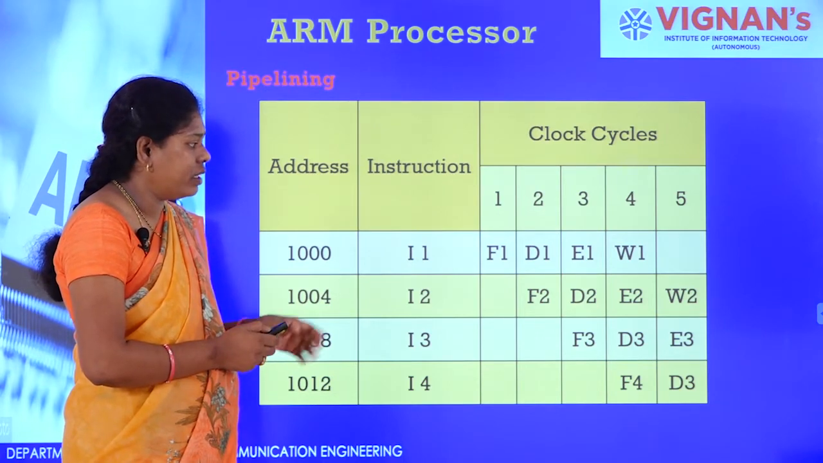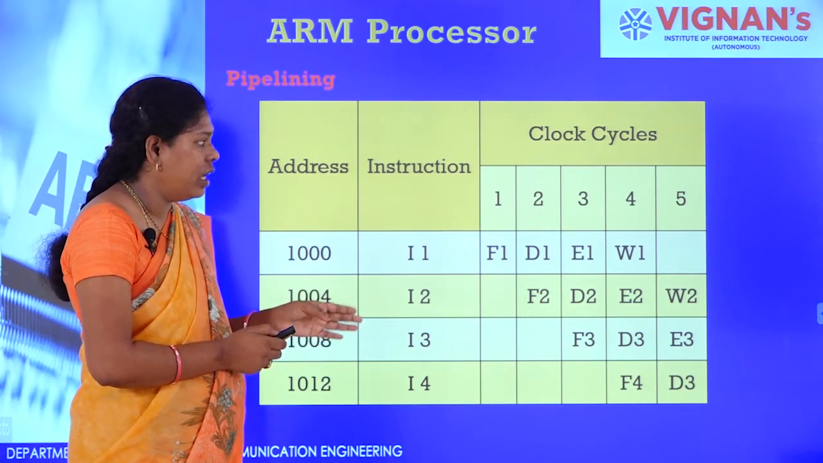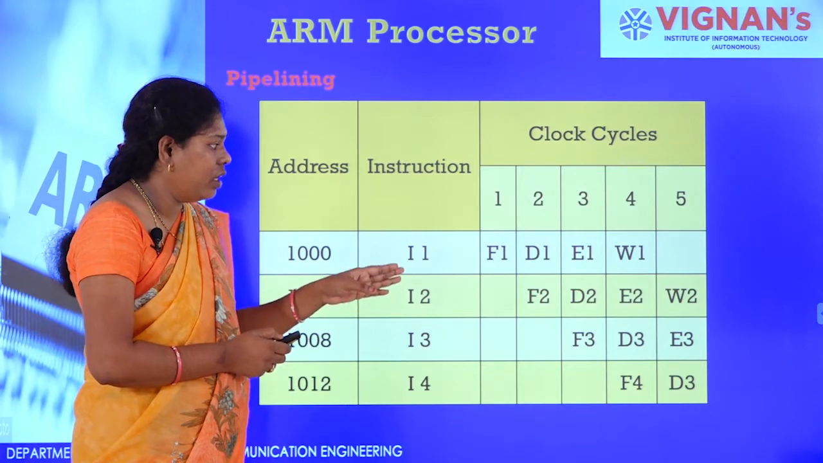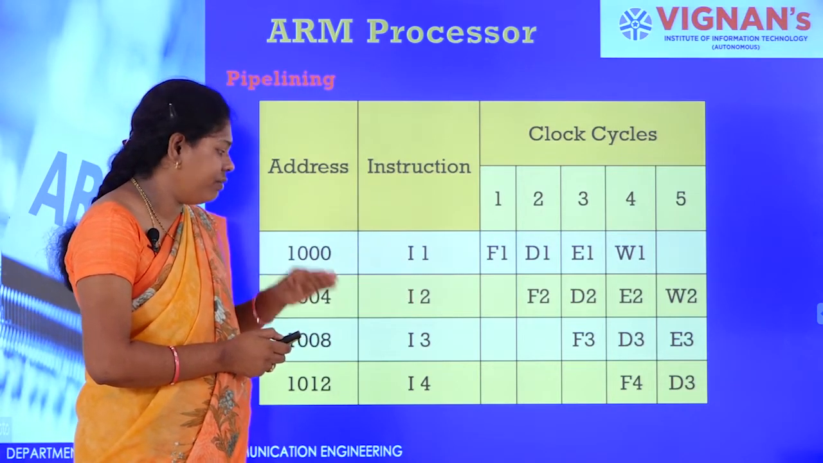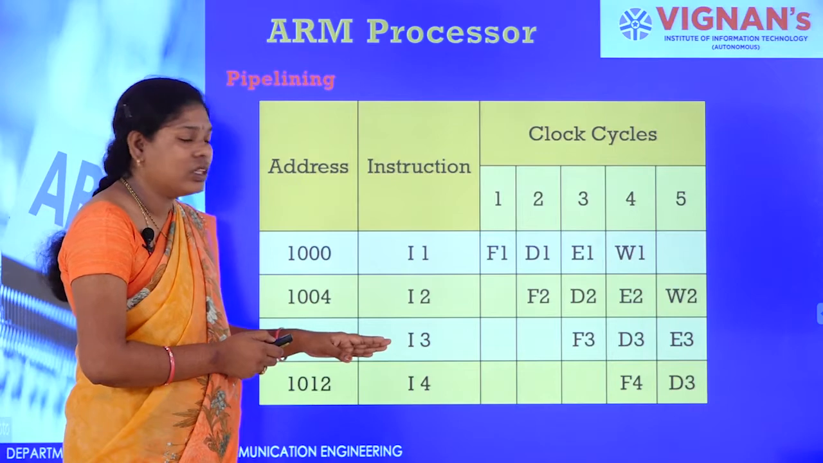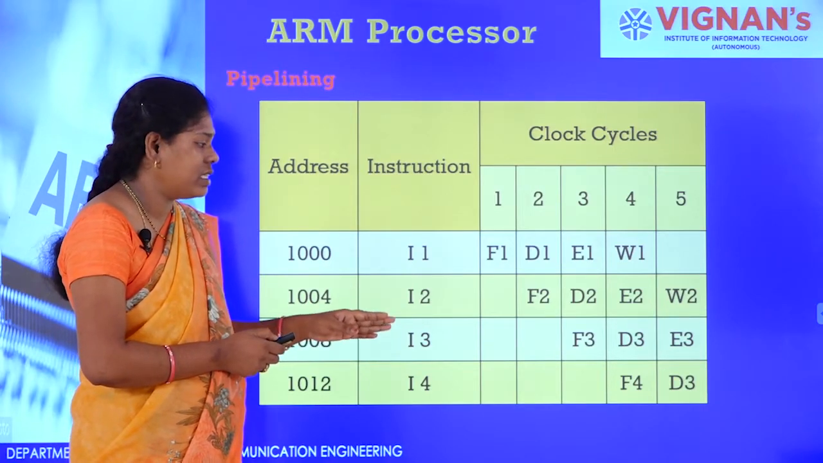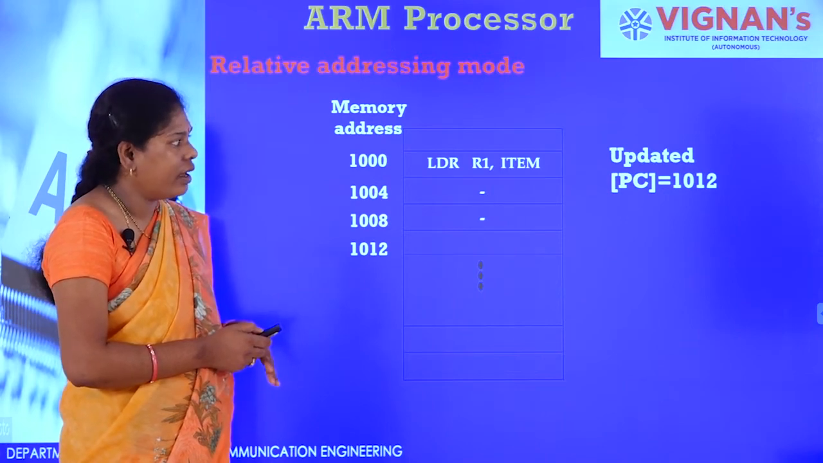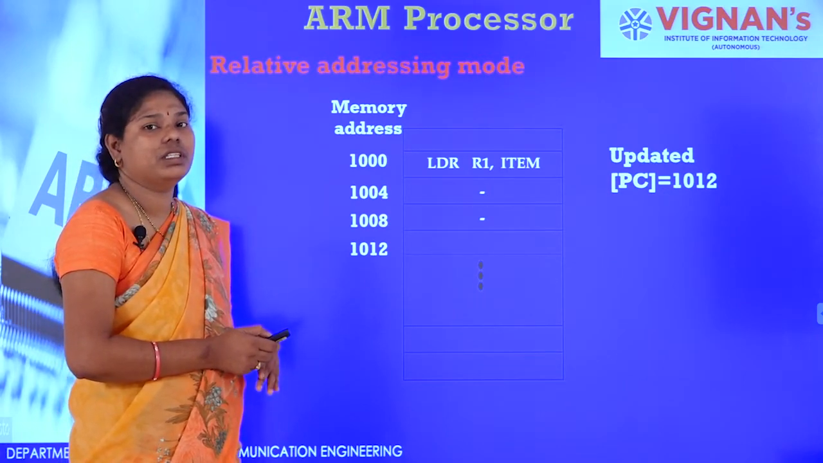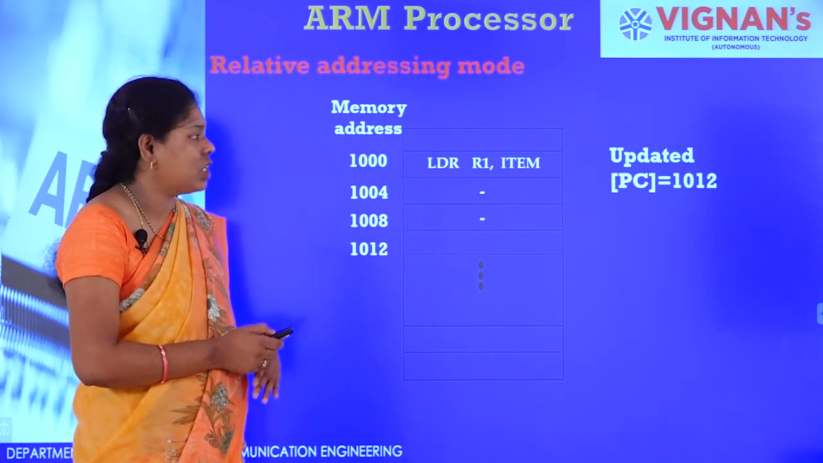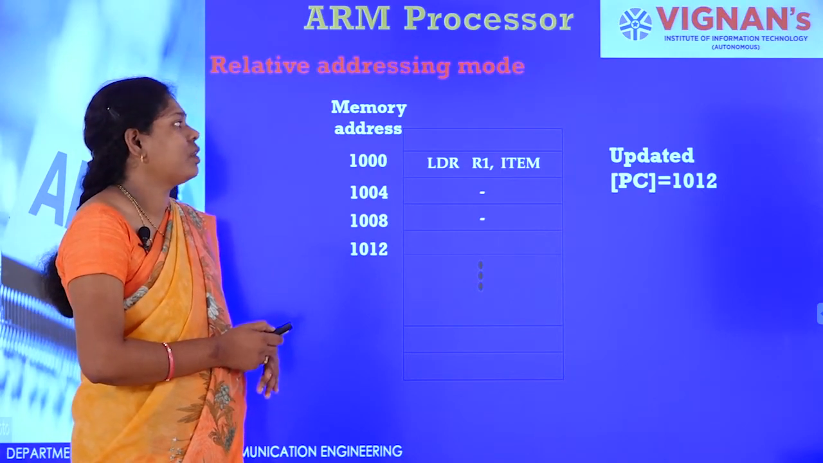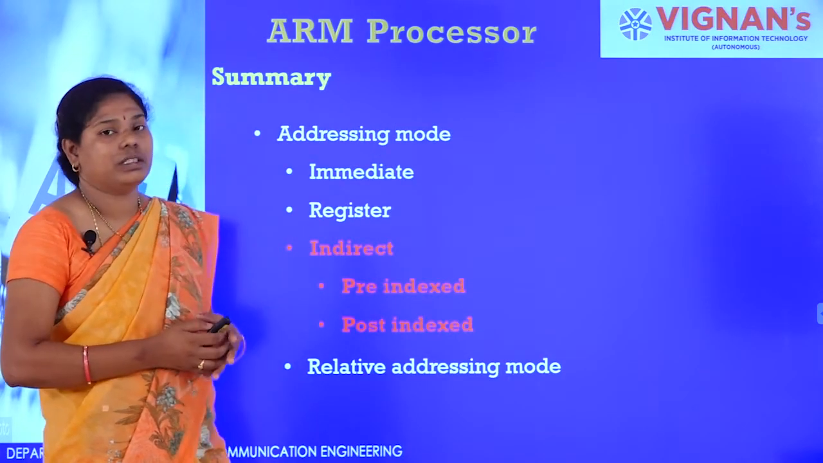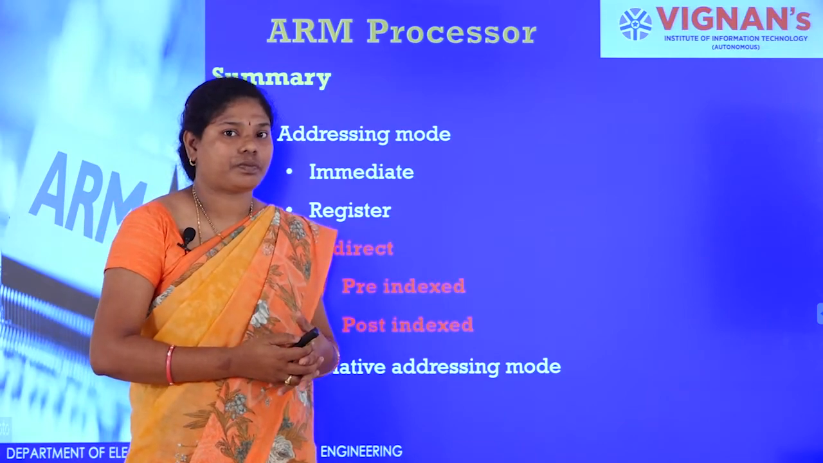Next, after execution of this instruction, it has to write. During the write operation, the PC points to location 1012, which will be the next instruction to be fetched. So, after completion of that instruction, again the PC will be updated with the next instruction location, that is 1012. With this, addressing modes are completed.